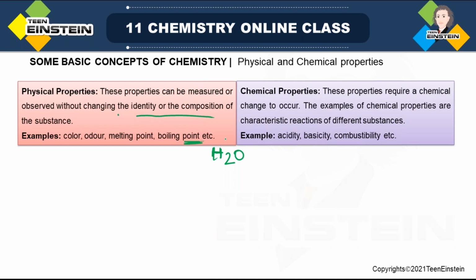But when it is chemical properties, these properties require a chemical change. So there must be a change in the bond formed between two atoms. Examples are acidity, basicity, combustibility. So if you want to know about a particular compound, take simple hydrochloric acid. If you want to know the property of acidity of this molecule, you have to do some chemical reaction. So you need some basic reagent with which it can show its acidic property. So there must be some bond breaking. The bond between hydrogen and chlorine will be broken.